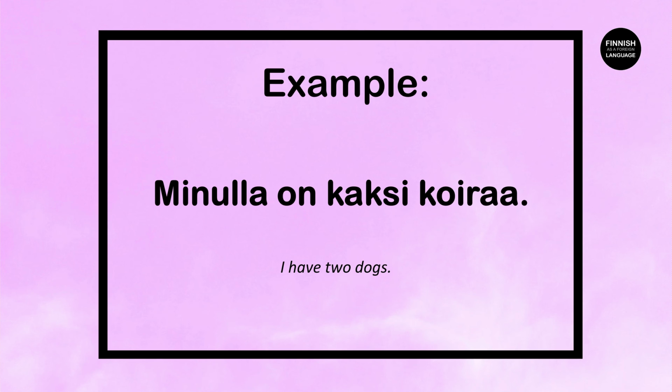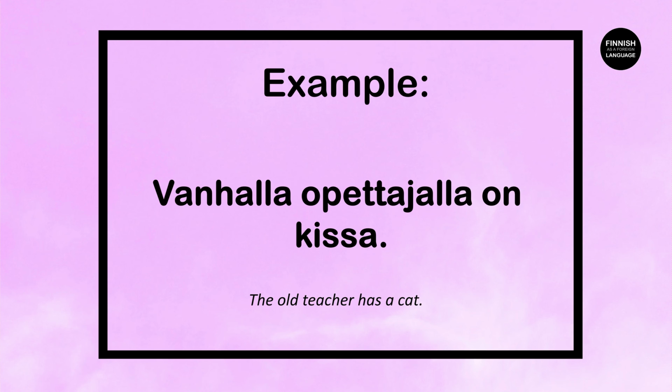I have 2 dogs. Vanhalla opettajalla on kissa means the old teacher has a cat. So opettaja means teacher. Opettajalla on means the teacher has. And vanhalla opettajalla on means the old teacher has. Vanhalla is a combination of the word vanha, which means old, plus the suffix la, and kissa means cat. So let's repeat. Vanhalla opettajalla on kissa means the old teacher has a cat.